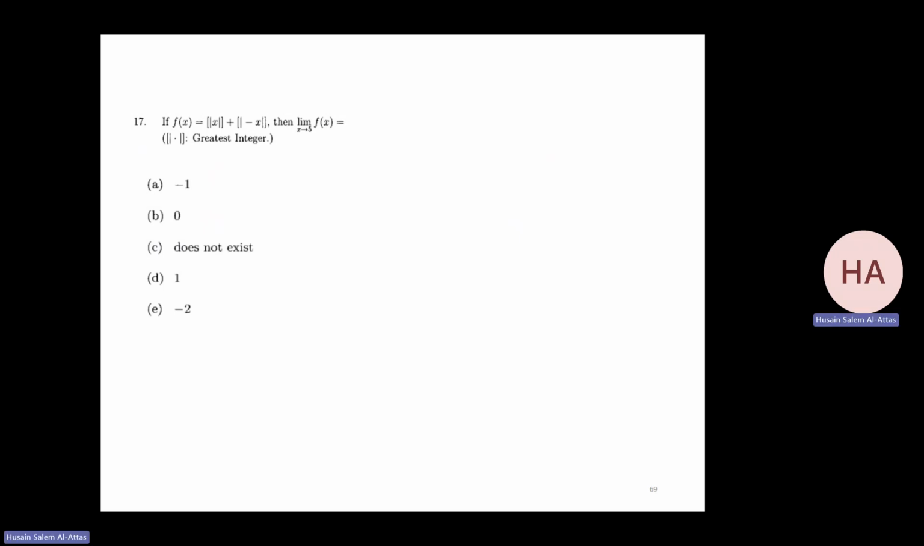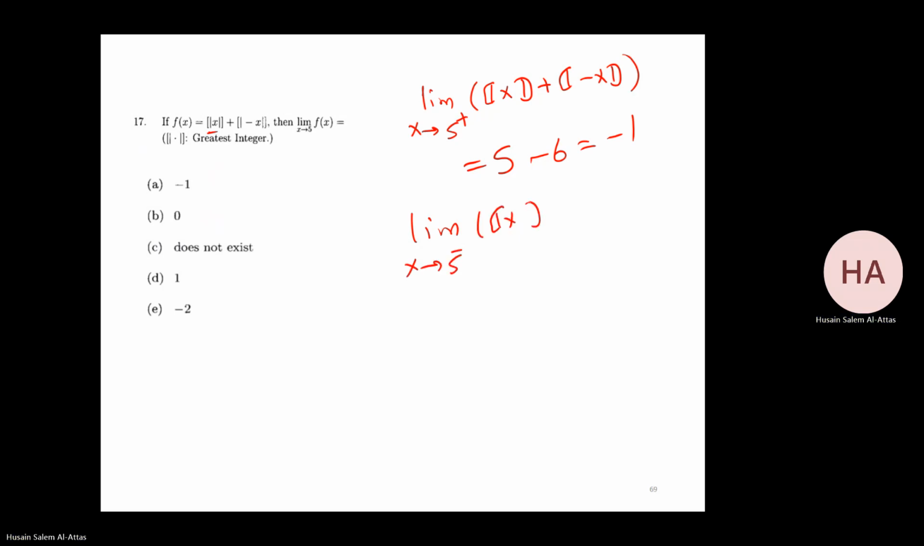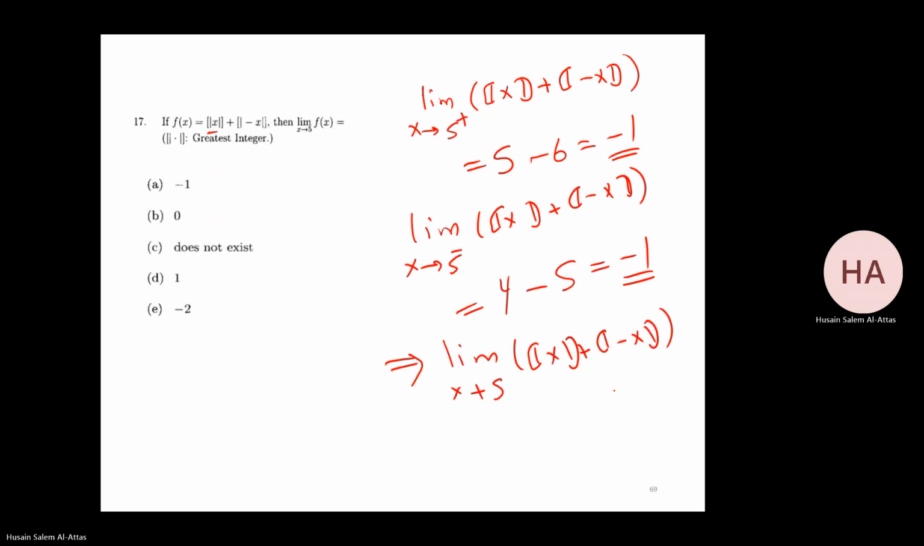X goes to 5. It will be the same idea, but let me do it. Since it will be an integer, I need to do it from left and right. 5 plus for this one: 5.001. Plug it. 5. Minus 5.001, that will be minus 6. So the answer is minus 1. What is the limit as it goes to 5 from left? I plug a number less than 5, 4.99. That will be 4. Minus 4.99, that will be minus 5. The answer is minus 1. So that means the limit will be equal to minus 1.